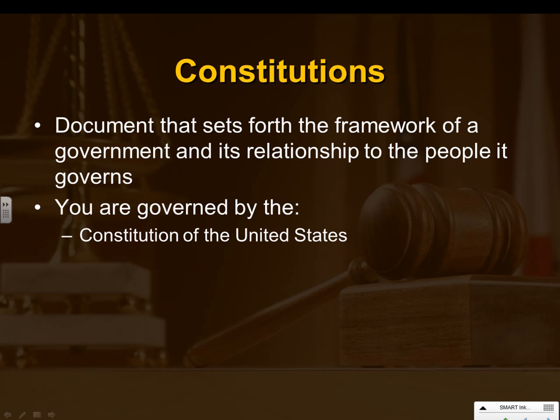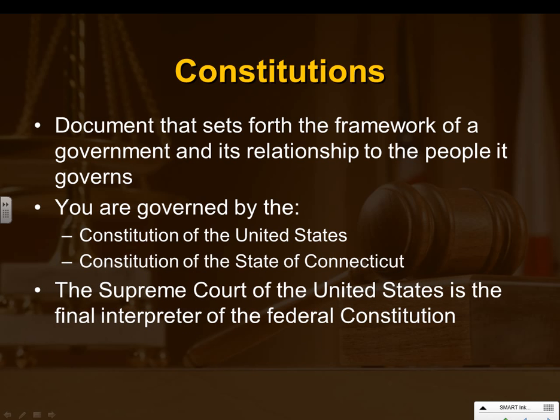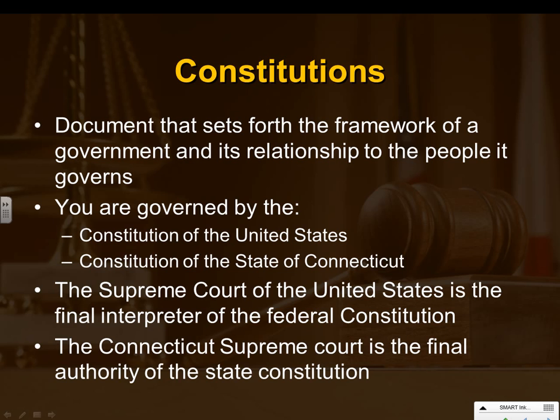You are governed by both the Constitution of the United States and the Constitution of your state. The Supreme Court of the United States is the final interpreter of the federal Constitution. The Connecticut Supreme Court is the final authority of the state constitution.